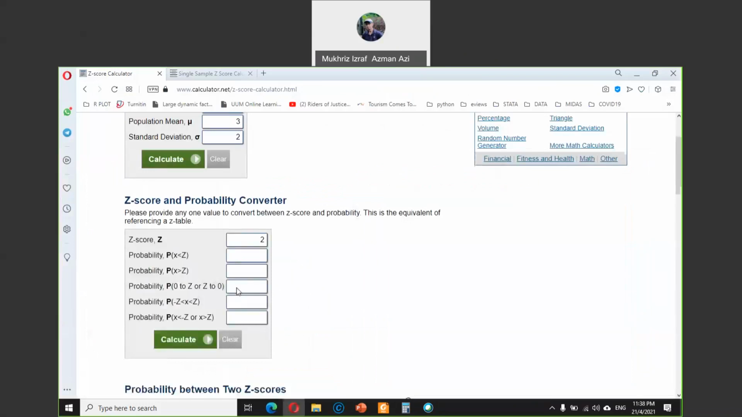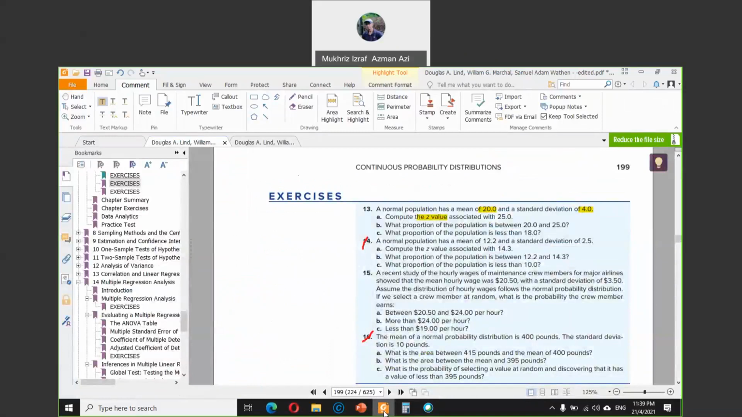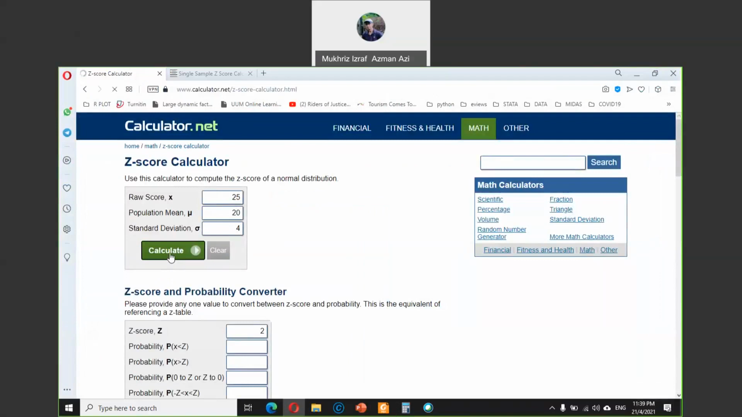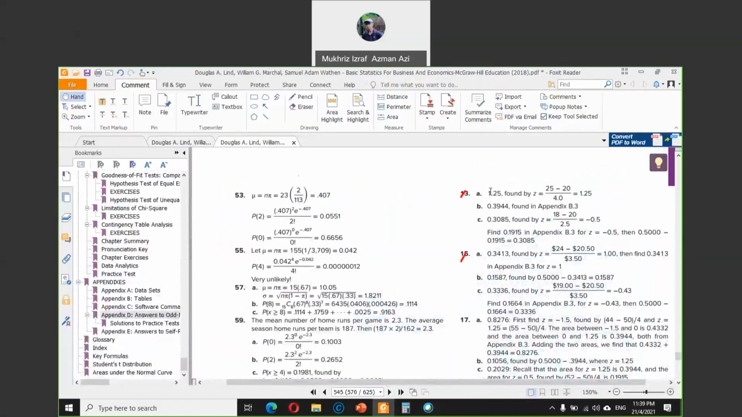Since I already opened this one, I just key in 25, the mu is 20, the sigma is 4, correct? So mu is 20, sigma is 4, and x is 25. The corresponding Z value is 1.25, which is what you will get here. You obtain 1.25 by 25 minus 20 divided by sigma, which is x minus mu divided by the standard deviation. For the second question, the answer is 0.3944.